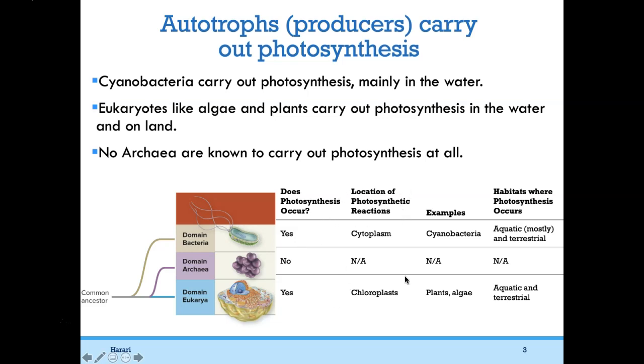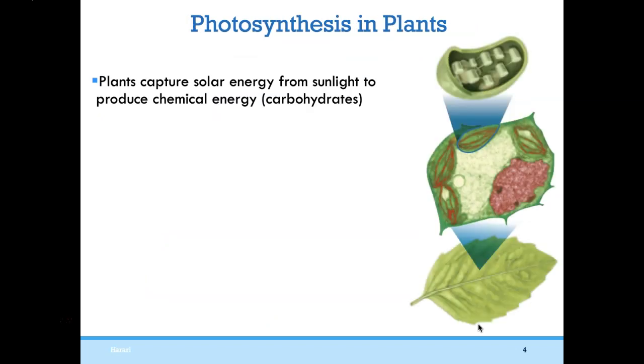We'll soon see that in eukaryotes, photosynthesis occurs in chloroplasts. So plants and algae have chloroplasts, and that's where photosynthesis occurs. In prokaryotes, there is no chloroplast because there are no organelles. So they do photosynthesis in their cytoplasm. And cyanobacteria, again, is one of the examples of aquatic bacteria that can produce their own sugars using the energy from the sun. So we're going to focus mostly on photosynthesis in plants for this topic.